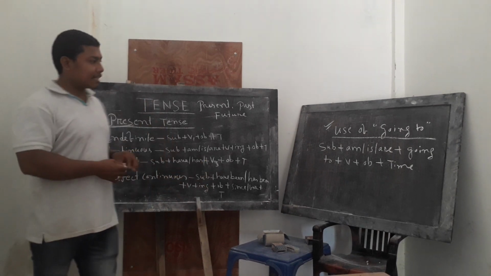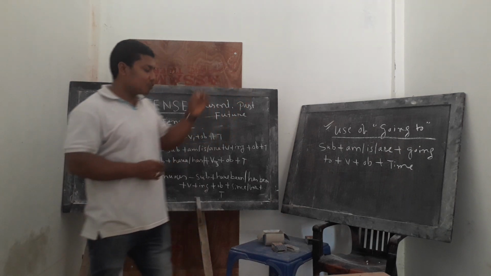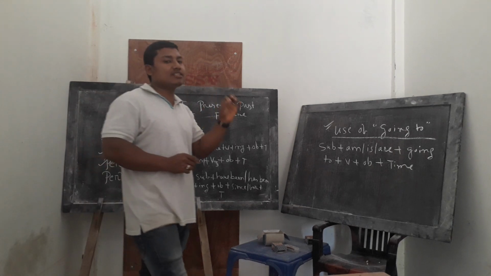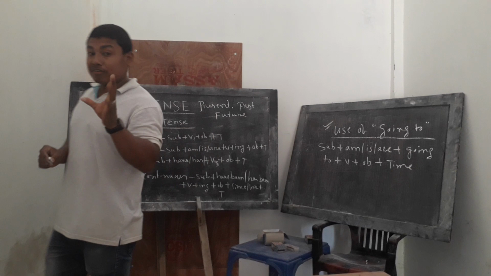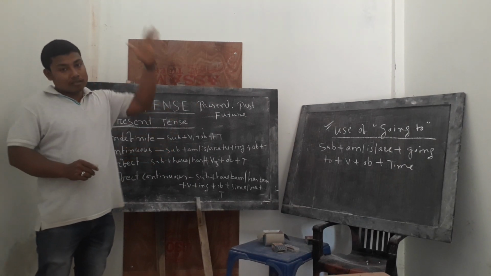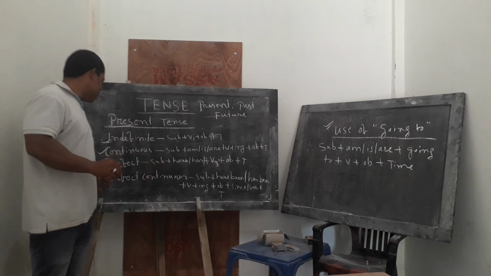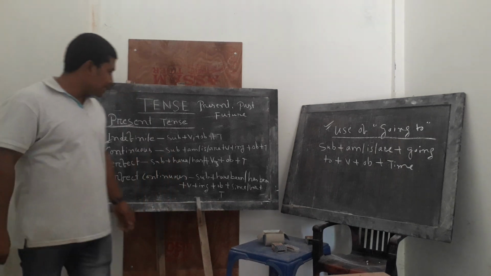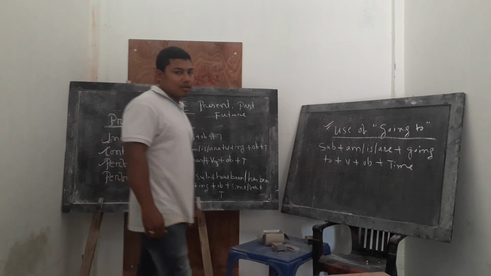And if we take some other examples, suppose the villagers have been living in this village for a long time. Suppose the villagers started to live here long ago, but still they are living here. In that case, we have to use present perfect continuous tense. These are the basic concepts of present tense.